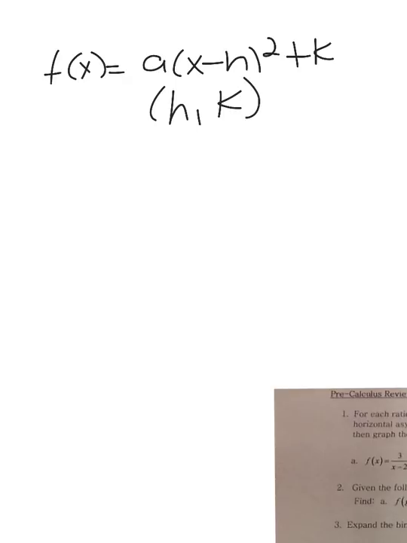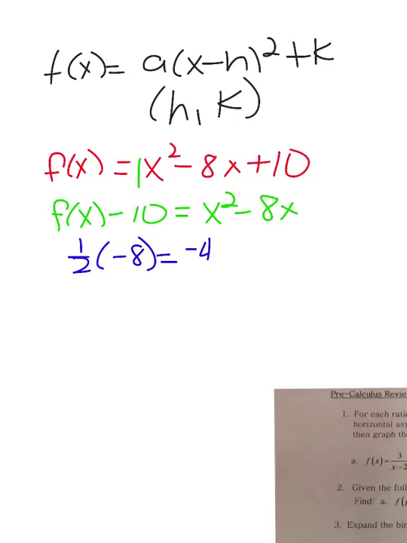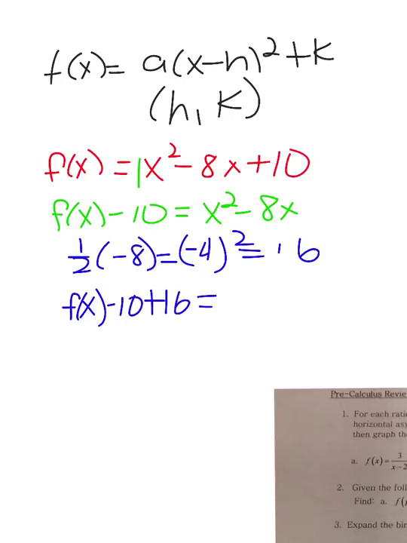All right, so let's take a look at the first one. So that's f of x is equal to x squared minus 8x plus 10. So you have to complete the square. My leading coefficient is a 1 here, so that's good. So I minus 10. F of x minus 10 equals x squared minus 8x. So now I do half of -8, -4 squared is positive 16. I add that to both sides. F of x minus 10 plus 16 equals x squared minus 8x plus 16.